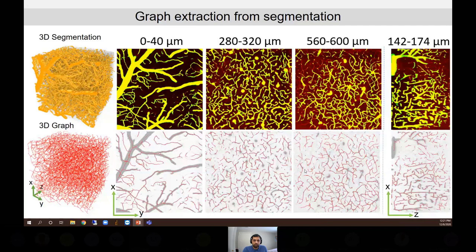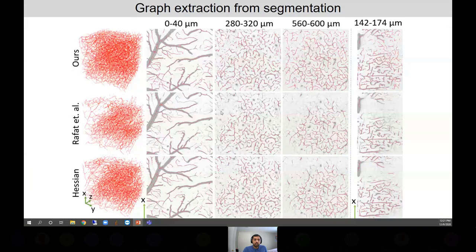And comparing the graph extraction from our method to some of the other state-of-the-art methods, we can see that the vascular network that we reconstruct using our segmentation technique significantly outperforms these other methods. And specifically, I would like to highlight, below this large pial vessel, we are able to perform much better compared to these other methods, which find this extremely challenging.